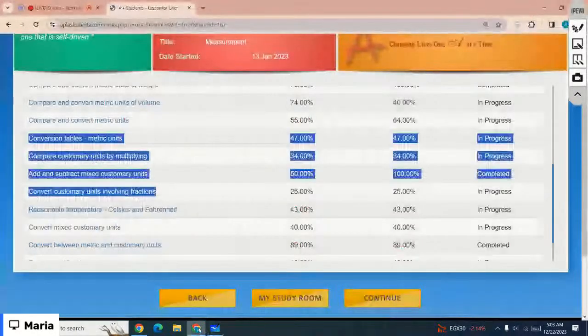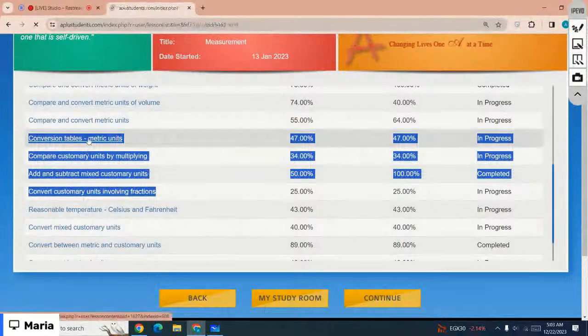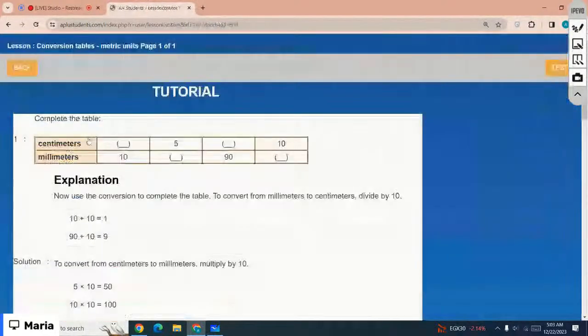Okay, here I am on grade 5 math. We're going to start with the measurement, and the lesson we're going to start with is conversion tables, metric units. Let's just start with the first lesson, that is conversion tables, metric units. Okay, let's just start with the lesson.